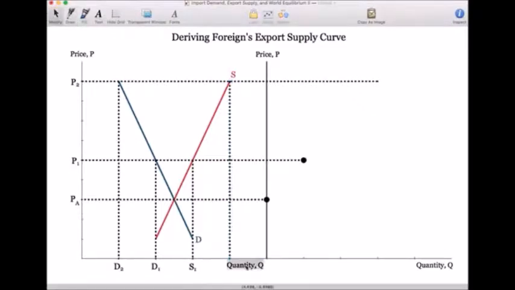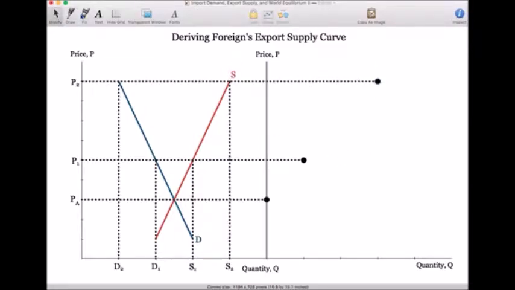Let me move this Q out of the way so it's a little easier to see. And this will give me the domestic supply 2, which is the quantity supplied that's going to occur at P2. So you can see here that at P2, domestic suppliers are going to want to produce S2. Domestic demanders are only going to want to purchase D2. So if we take S2 and subtract D2, that'll tell us the quantity of exports at a world price of P2. And as you can see, that is equal to 3 units.